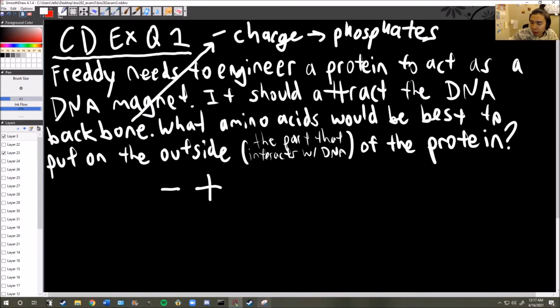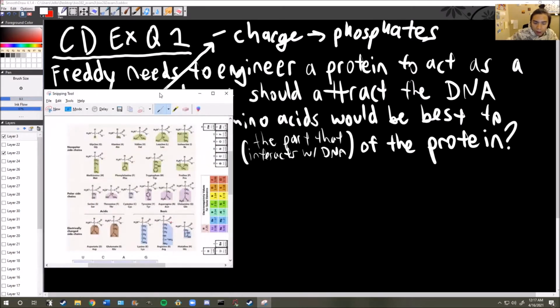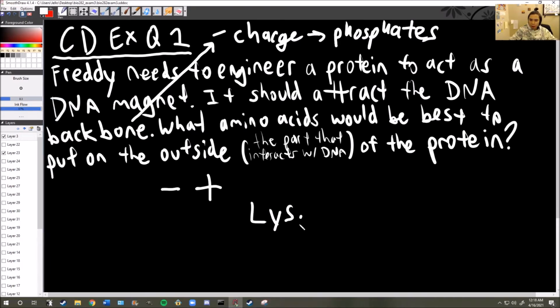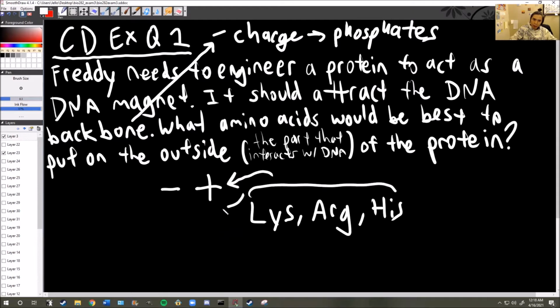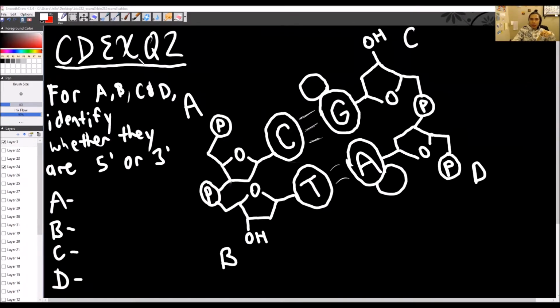So we can check our amino acid chart that will be given on the exam, and we're looking for amino acids that have a positive charge in the R group. Lysine has a positive charge in the R group. Arginine also has a positive charge, and so does histidine. It's kind of small, but the positive charge is over there. So that means that we can have lysine, arginine, or histidine, because they are all positively charged and can interact with our backbone.